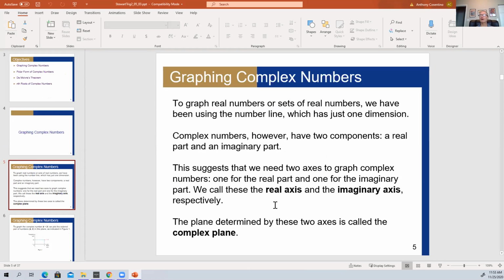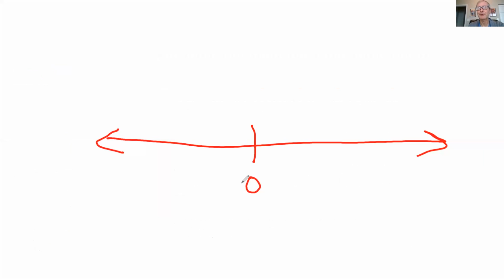And so this is going to be a 2-dimensional graph. If you think about real numbers, right? Computer running a little slow today. So if we just deal with the real number line, this would be the real number line, where here would be 0. And if you went to the right, it would be positive, and if you went to the left, it would be negative.